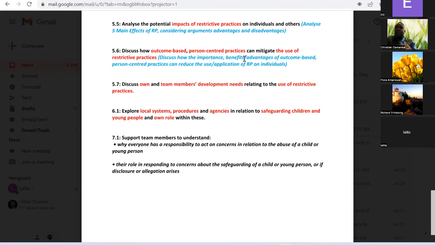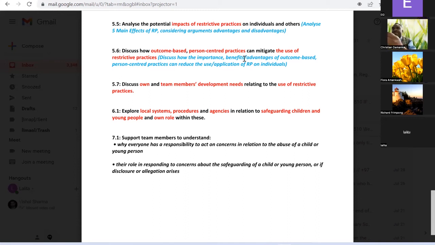4 minimum points. And then 6.1, explore local systems, procedures, and agencies in relation to safeguarding children and young people and your own role in this. What it means is this: like what we're talking about when it came to safeguarding here, you are not limited to adults. We are talking also about children and young people.